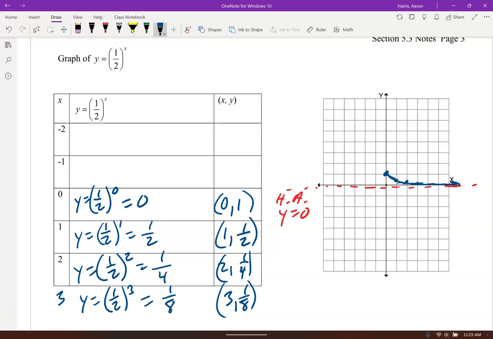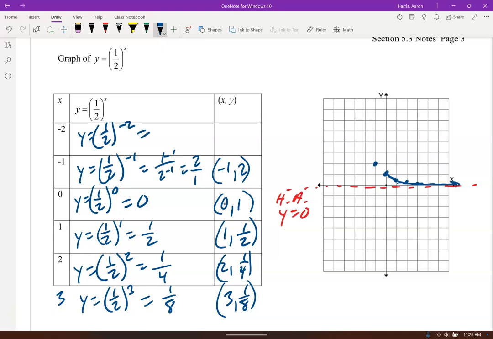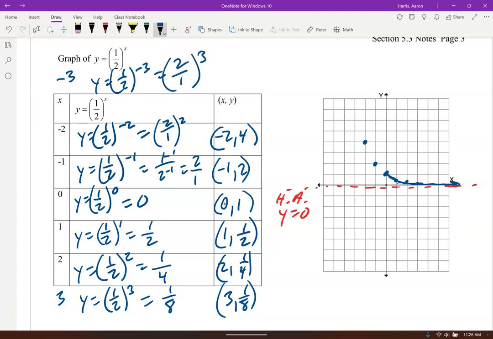Well, now let's go to the left. Let's plug in -1, 1/2 to the -1. So I got 1 to the -1 over 2 to the -1. So in other words, they just flip-flop. It'll be 2 to the 1 over 1 to the 1. So when I plug in -1, I get 2. When I plug in -2, so 1/2 to the -2, and let's do it with the property. That'd be 2 squared over 1 squared. 2 squared is 4. When I plug in -2, I get 4. Let's do one more, and I plug in -3. Y would be 1/2 to the -3. That'd be 2 cubed over 1 to the third. So when I plug in -3, I get 8.